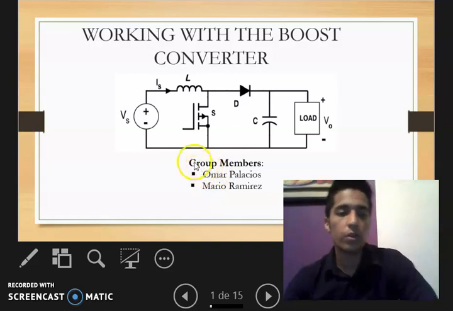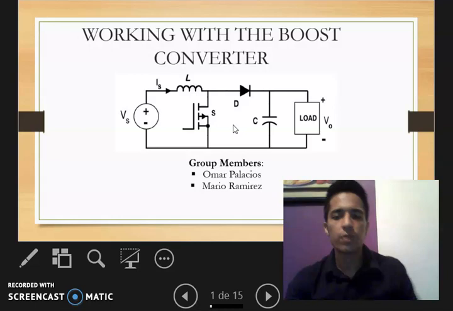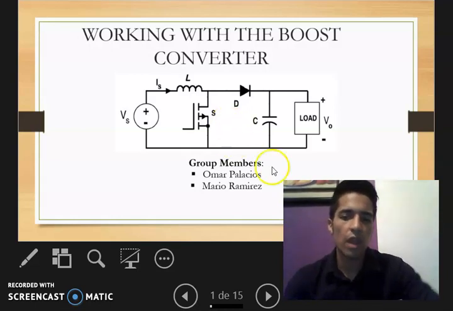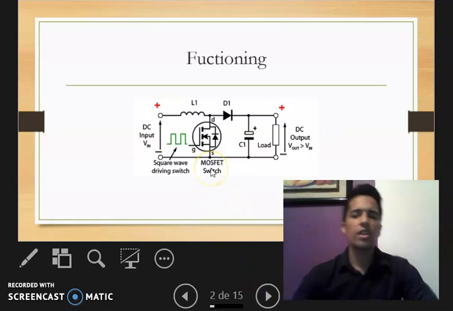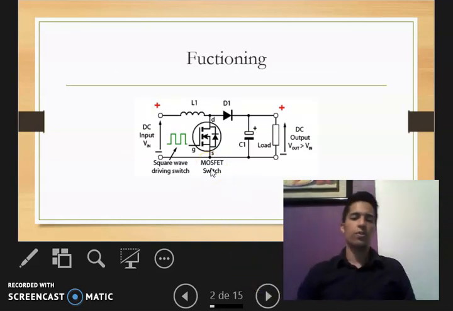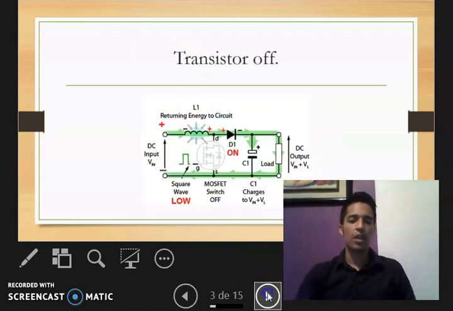We're going to talk about working with the boost converter. The objective of this converter is to give an output with higher voltage than the source DC outputs. Functioning. Generally, the boost converter works in the following way.